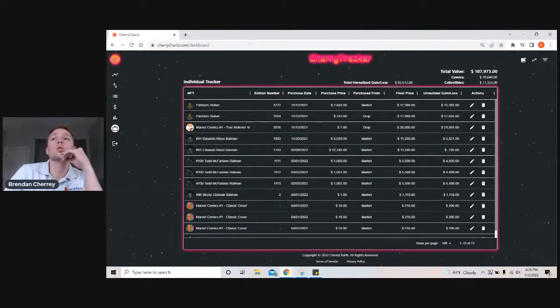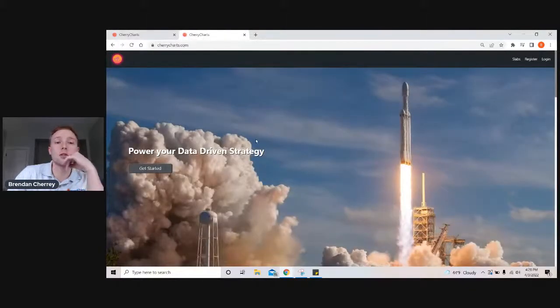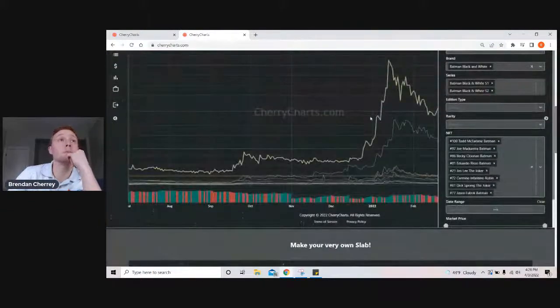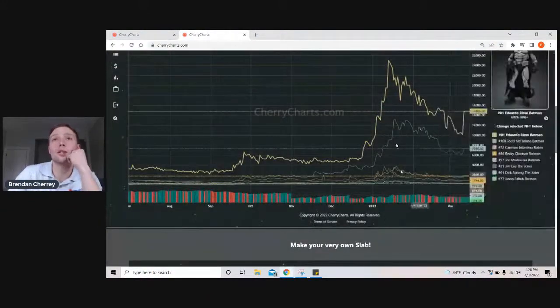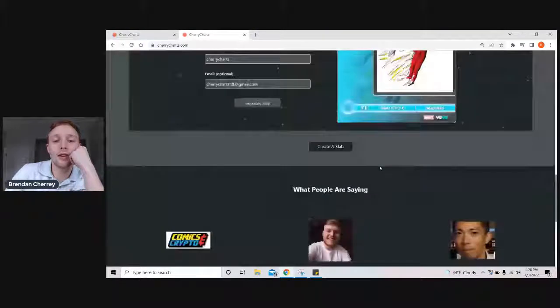Are you logging into CherryCharts 2.0 or 1.4? If you're accessing CherryCharts 2.0, I'm going to go ahead and show you real quick what you should do. So this is the website right here. As you can see, this has been updated since we posted these images. I'm obsessed with improving stuff, so you'll see that.